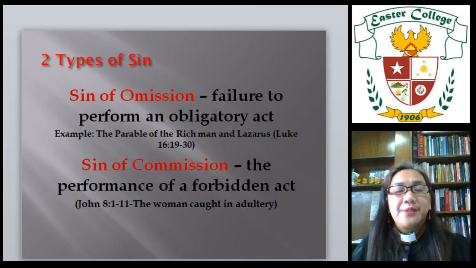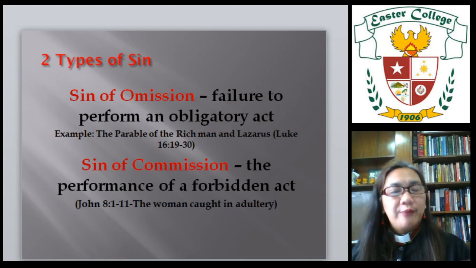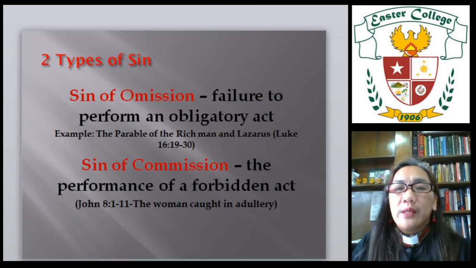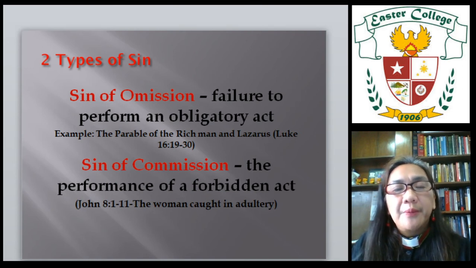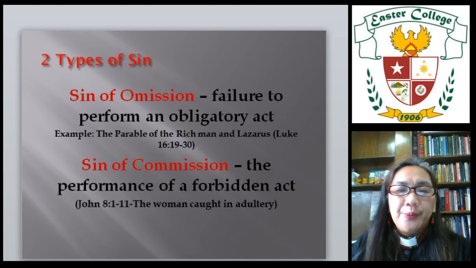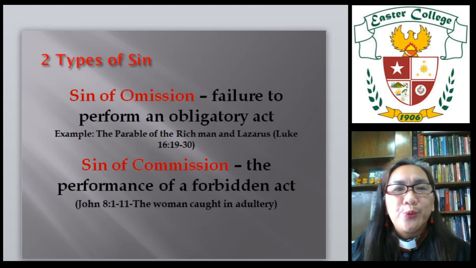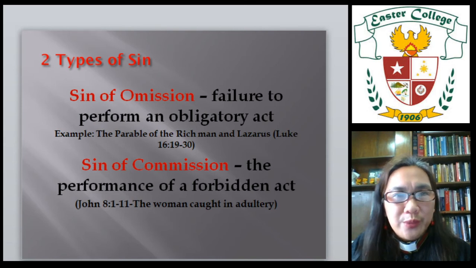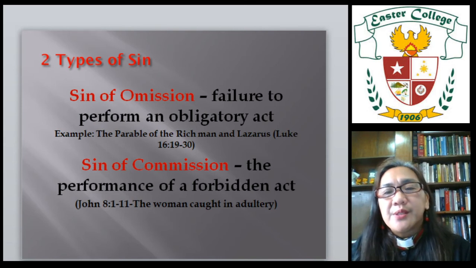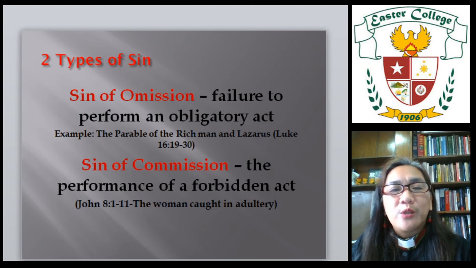Okay, there are two types of sin. Medyo malapit na tayo, mga 5 minutes na lang. Okay, there are two types of sin when we speak of the Bible, especially when you read the parables of Jesus. So, we have what we call sin of omission and sin of commission. Commission, maintindihan mo yan, because those are the actions that you committed that you should not commit. But what is sin of omission? This is the failure to perform an obligatory act.